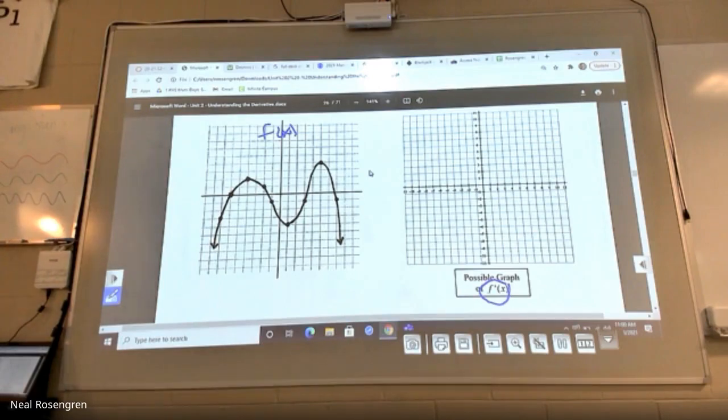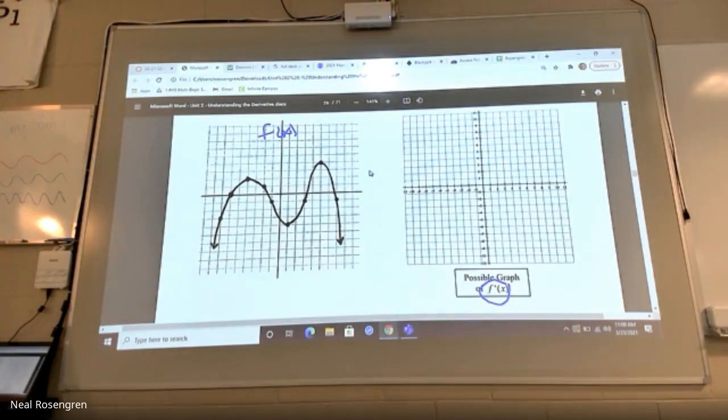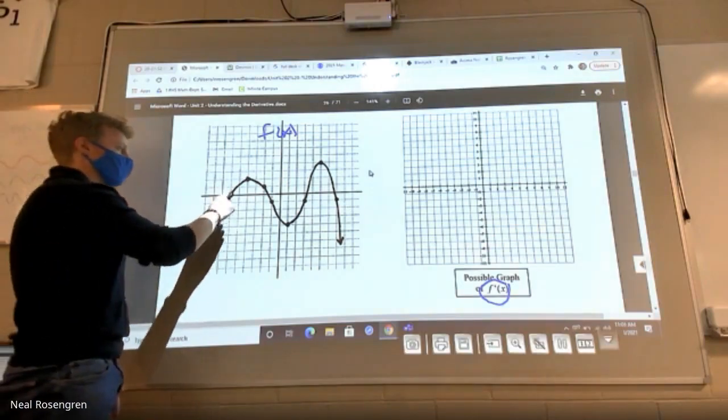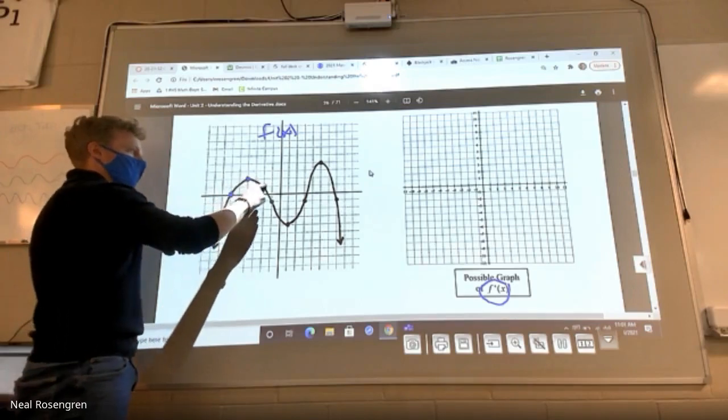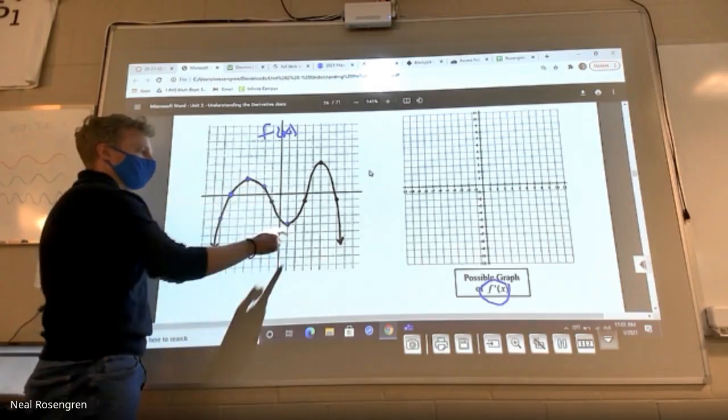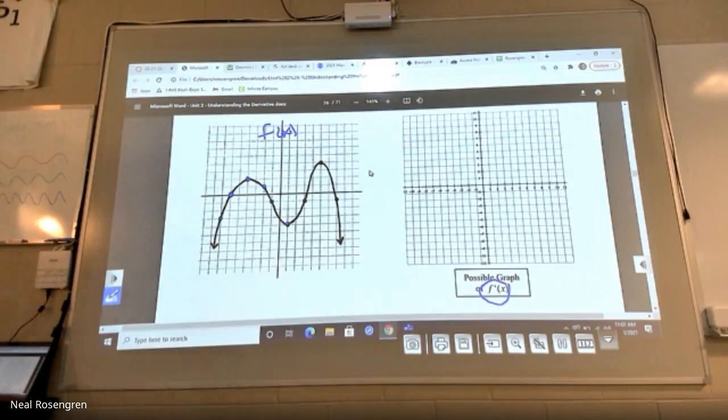Now, they said it, this is a possible graph. We are going to sketch this as best we can. We are probably going to be off by a little bit, but we're going to try our best. And I think the only thing that we can really do is kind of stop at each one of these points and try to figure out what we think the derivative might be at that spot.